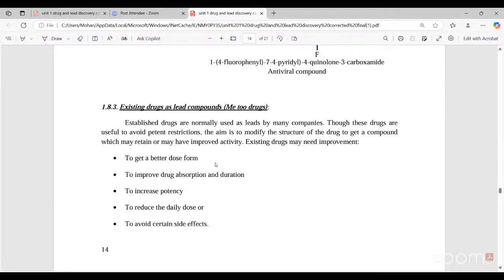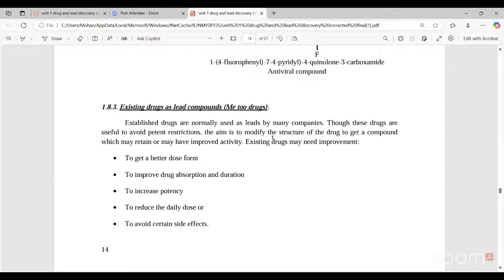Next, existing drugs as lead compounds, generally we call me too drugs. These are the me too drugs here. Established drugs are normally used as leads by many companies. These drugs are useful to avoid patent restrictions. The aim is to modify the structure of the drug to get a compound which may retain or may have improved activity.